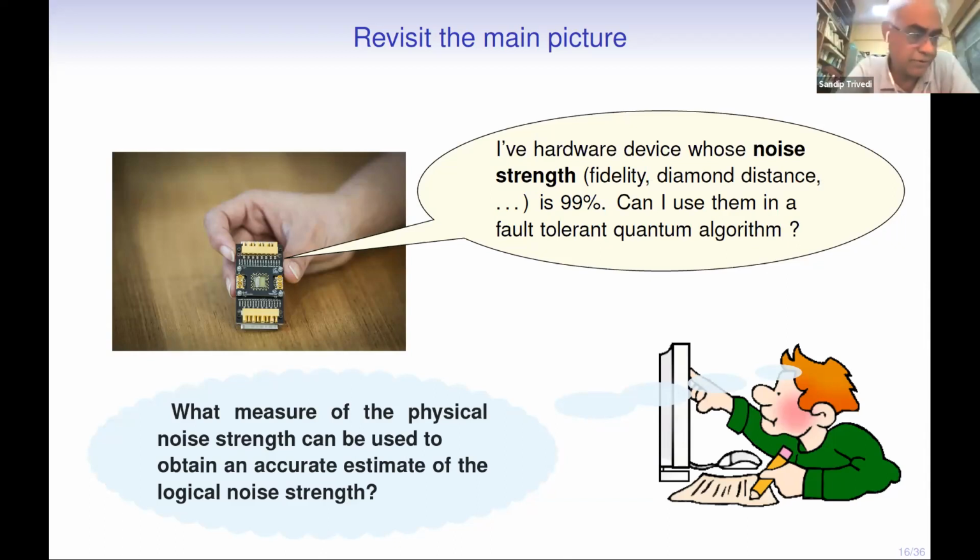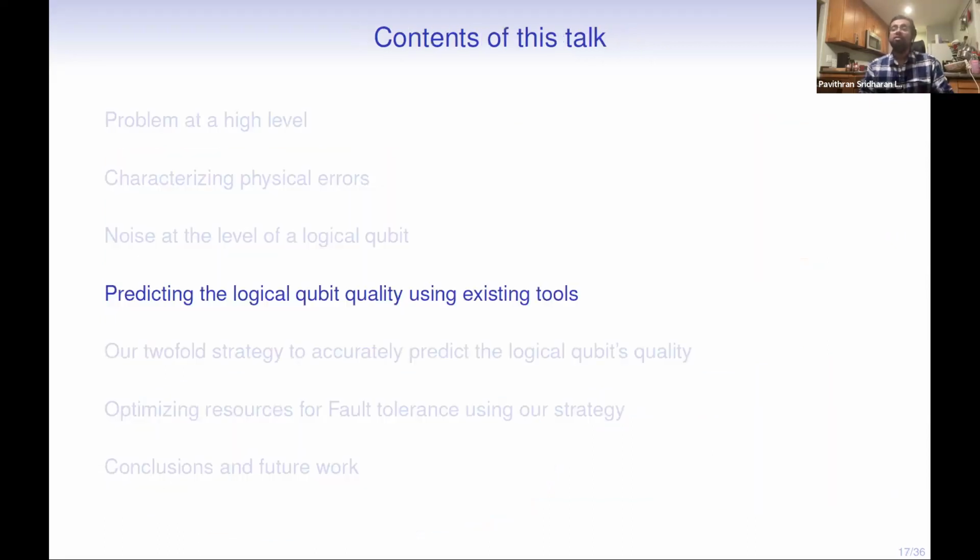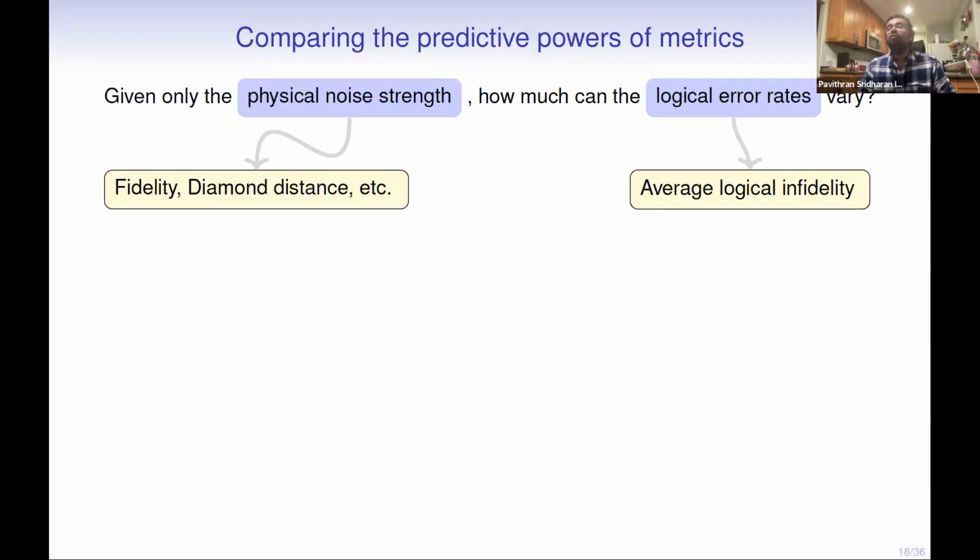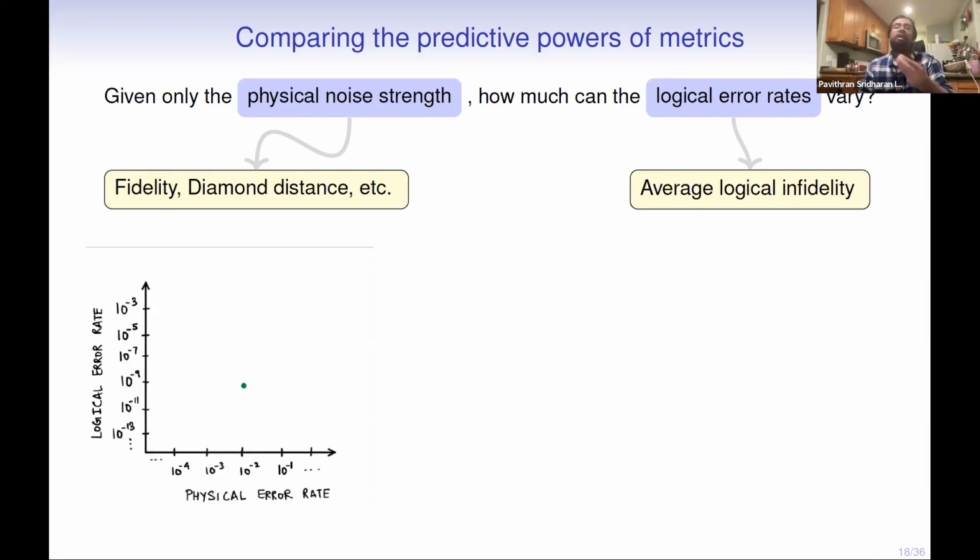Sure. So, thank you. What we will see right now is what measure of physical noise strength can be used to obtain an accurate estimate of the logical noise strength. Okay. So, now let's dive into the results. The results will basically compare these two quantities, physical and logical noise strength, in a plot of this nature, where every point on this plot, the x coordinate is going to tell me the physical error rate. And the y is going to tell me the logical error rate, much like the plot we saw in the initial slide.